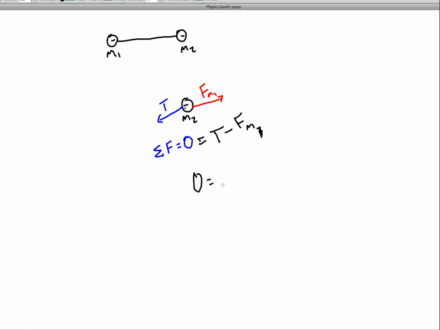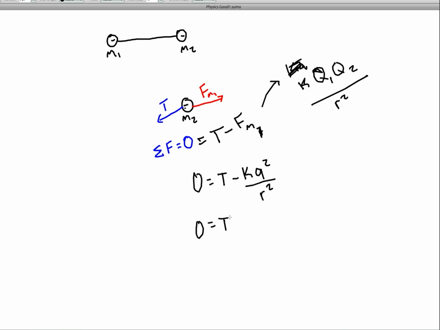Okay, so let's set this up. We have tension, and then minus this force, which is given to us by Coulomb's law: K Q1 Q2 over R squared. The charges here are equal in magnitude, so I can just make this Q squared. So I'm going to go K, lowercase q squared all over R squared, and that is my force from M1 to M2.